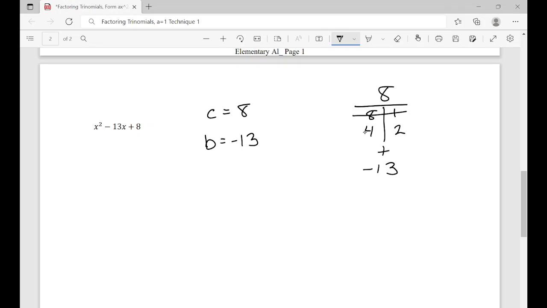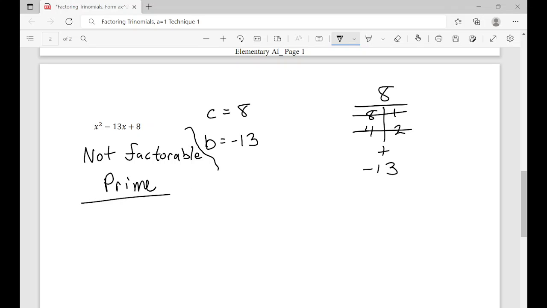4 times 2 is 8. 4 plus 2 is, again, not 13. So get rid of it. And I double check to make sure, but I can't think of any other factors that will give me 8. So, since I have no factors that can give me 8, I can say that this trinomial is not factorable. Another thing you could also say is that this trinomial is prime.